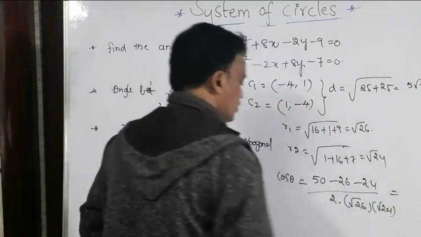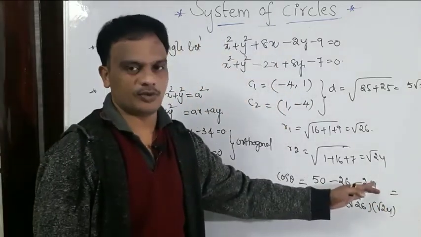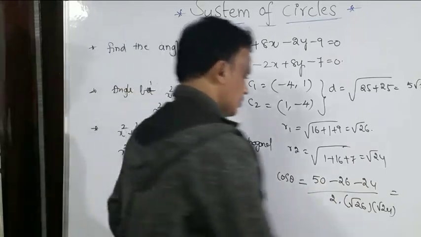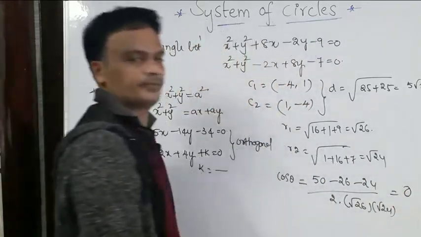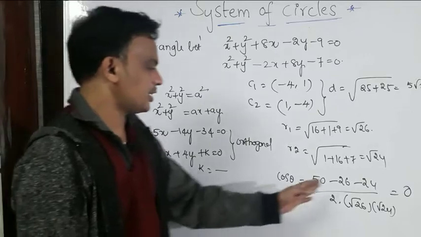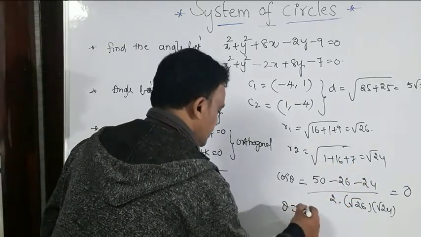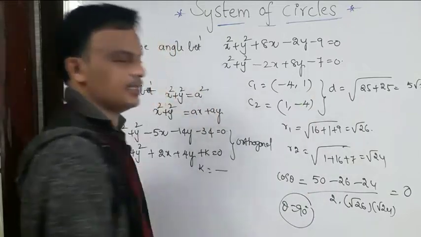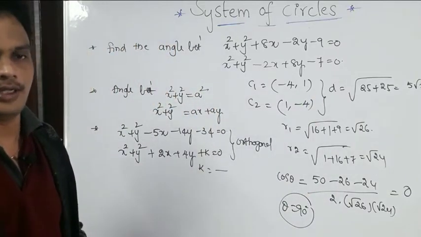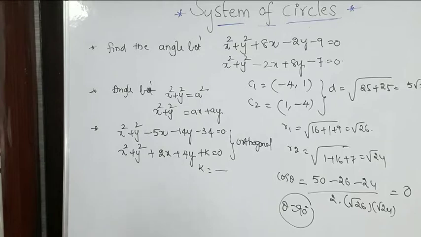Come on, please observe the numerator: 26 plus 24 is 50, 50 minus 50, which is 0. Okay, yes, come on, 0 by something is 0, so cos theta is 0. So, then what can you say? Theta is 90 degrees. So, the angle between them is 90 degrees. Okay. Yes, come on, let us see the second problem.